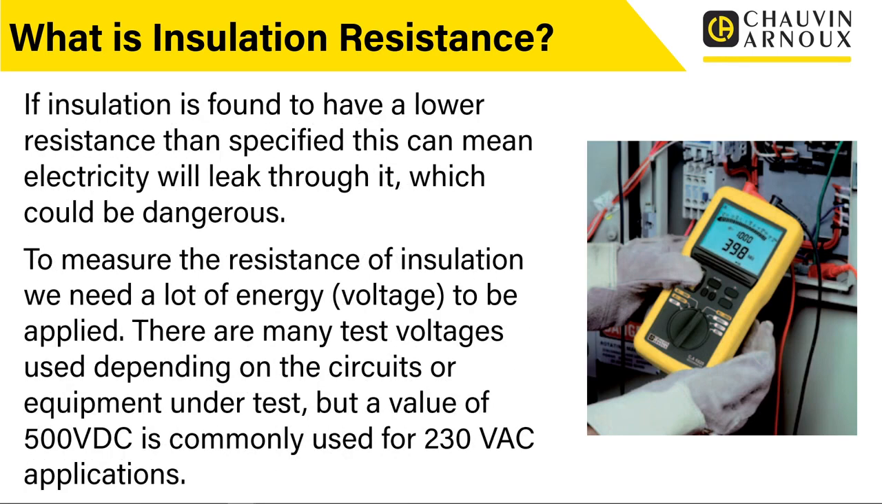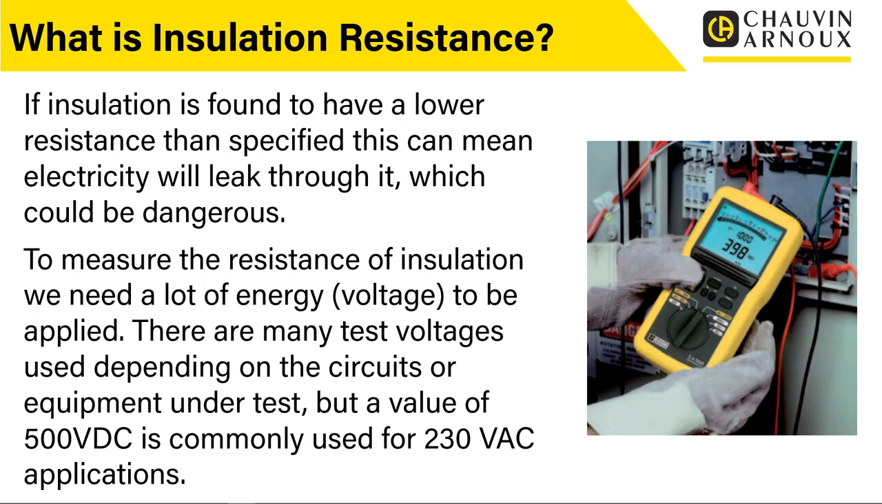So if insulation is found to have a lower resistance than specified, this can mean electricity will leak through it, which could be dangerous. To measure the resistance of insulation, we need a lot of energy, or voltage, to be applied. There are many test voltages used depending on the circuits or equipment under test, but a value of 500 volts DC is commonly used for 230 volt AC applications. So when we're talking about testing normal low voltage electrical installations, a majority of the testing would be carried out at 500 volts DC. That's a very common value.